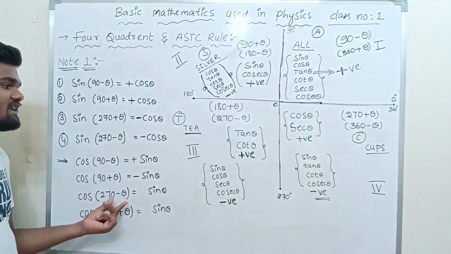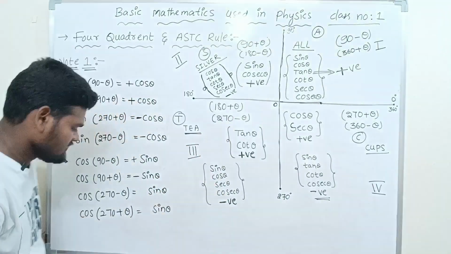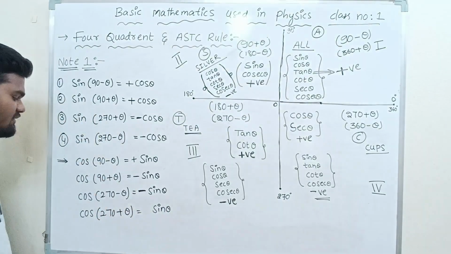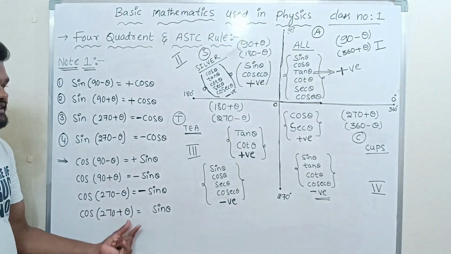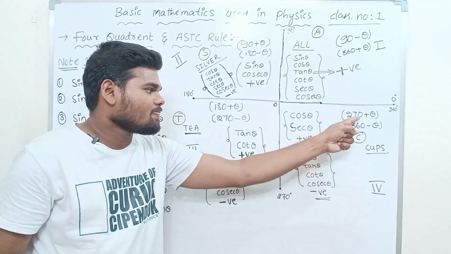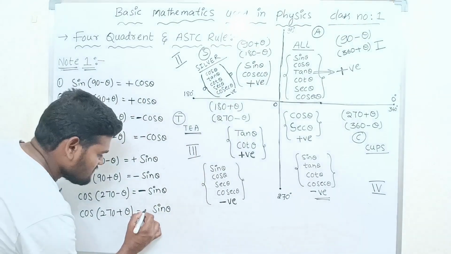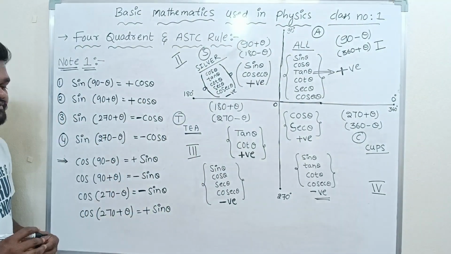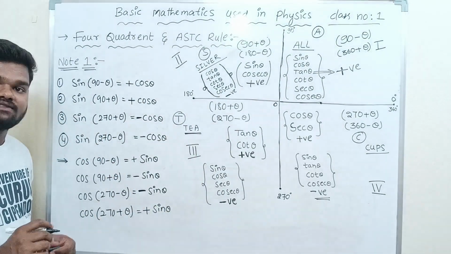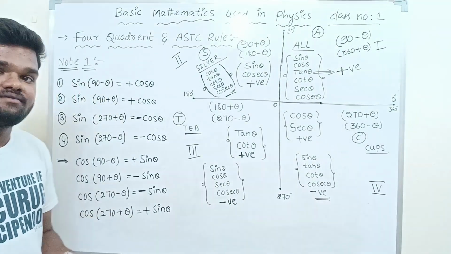Cos of 270 minus theta, third quadrant. Cos is negative, so the resultant becomes negative. Cos 270 plus theta, fourth quadrant. Cos is positive in the fourth quadrant, so it becomes positive. Is it clear? Any doubts? Can we write for tan theta?